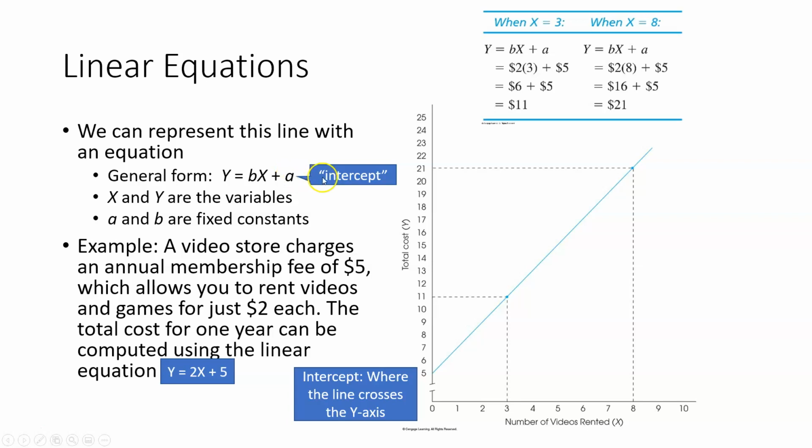The A is the intercept. This is where the line crosses the y-axis. So if you have 0 videos you rent in a year, then you still have to pay that $5 membership fee, and that's where the line crosses the y-axis. So it represents how much of whatever your dependent variable is, you will find if there is none of your independent variable, if the value is 0.